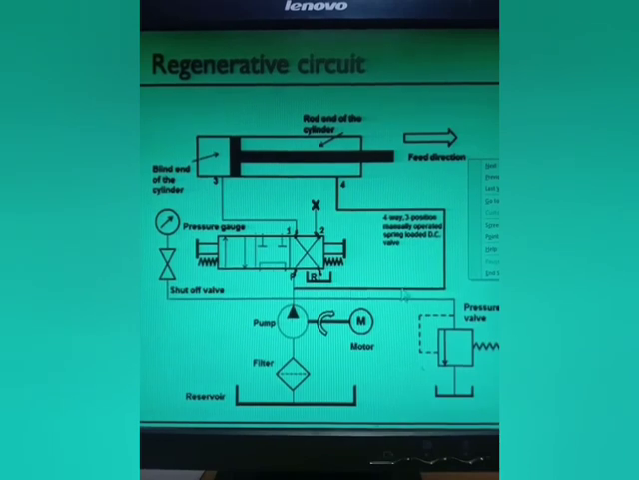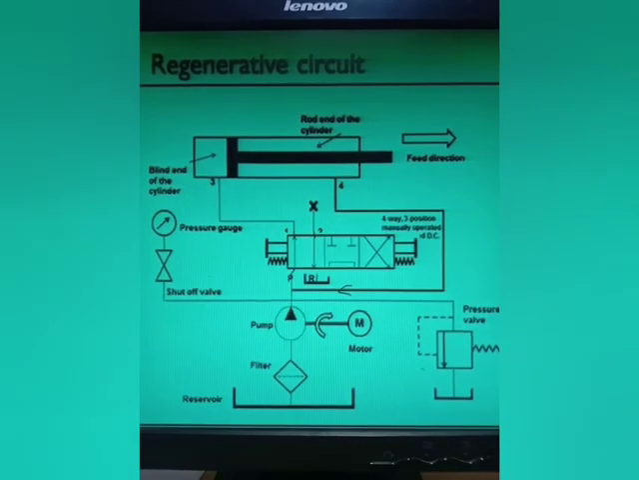This oil will go to this end of the actuator, and as you can see here, from the pump the oil is going to this end of the actuator. The actuator will move in the forward direction. As the actuator moves in this direction, retardation of the actuator will take place, and whatever oil is there, this oil from this line will go to the reservoir. Therefore the retardation speed of the actuator will be normal.